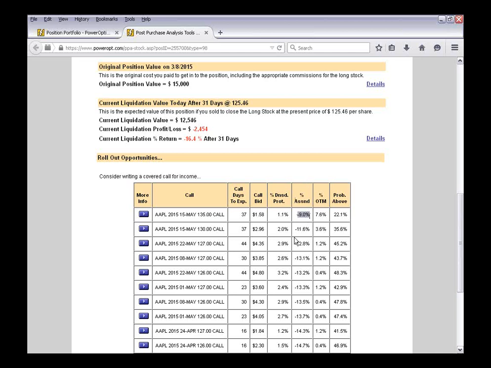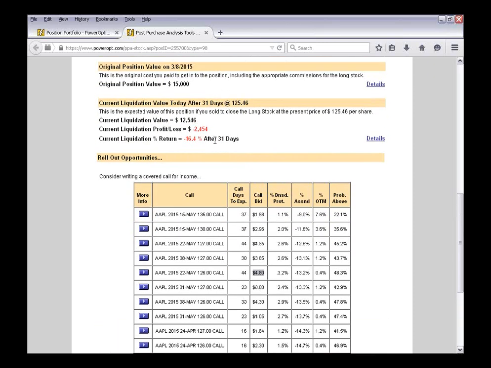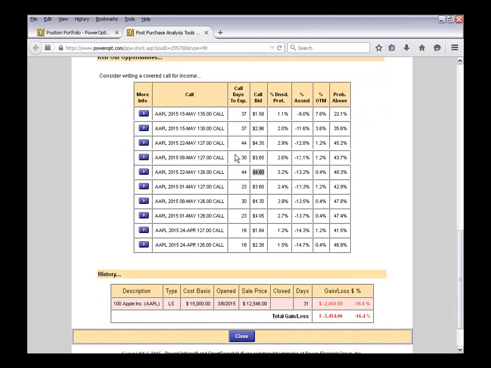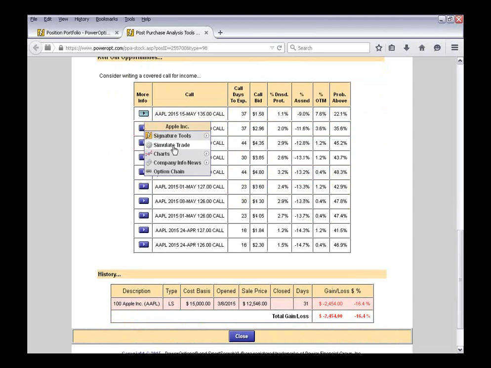Okay, so can we go out further to get a positive percent if assigned? We see some examples here of getting more premium, up to $4.80, but we know the decline here is not going to help us in that scenario. And of course, let's just take a quick look at the profit and loss chart here as I evaluate rollout opportunities.